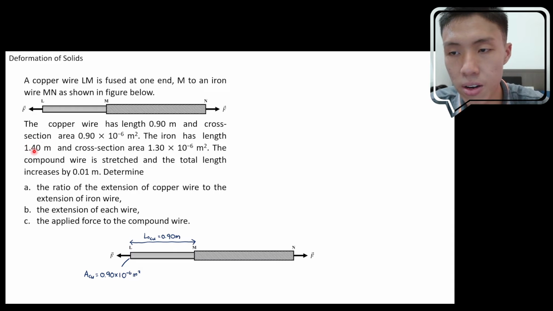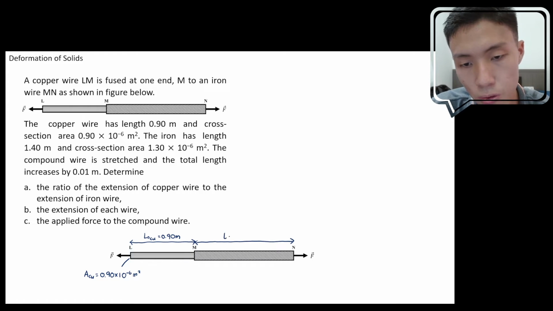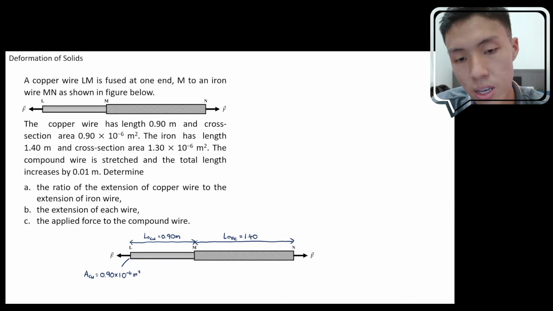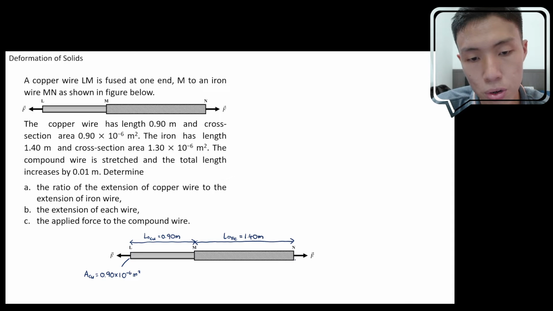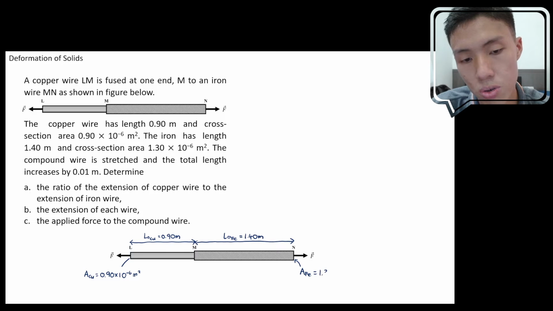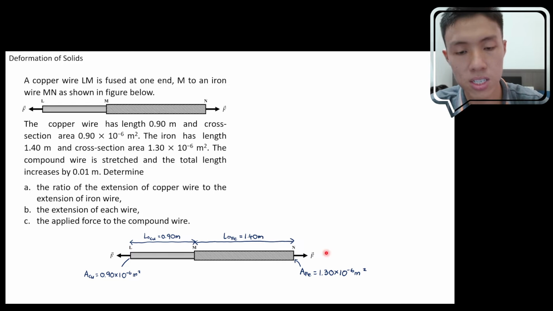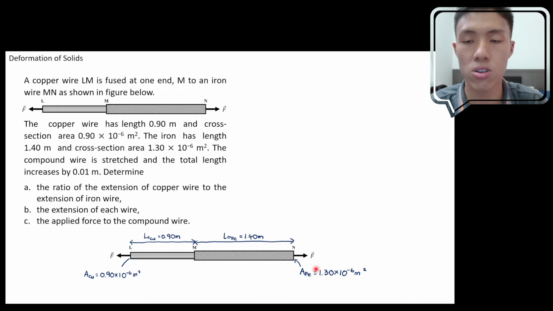The iron has a length of 1.40 meter. Iron is this one over here. MN has a length of 1.40 meter. So let's write it down as well. So L0 for iron. Iron is Fe, right, in chemistry. So this is 1.40 meter. And they say that the cross-sectional area of iron here will be 1.30 times 10 to the power of negative 6 meters squared. So this is the cross-sectional area for this wire. If you cut it over here, then you measure the area that you see, this will be the cross-sectional area.